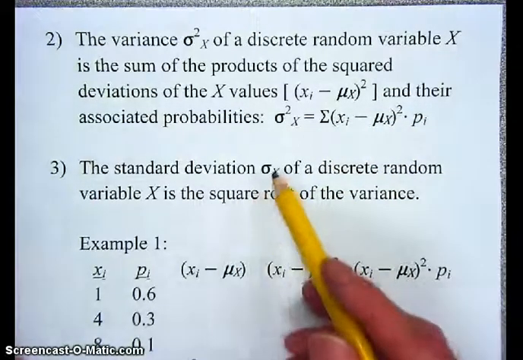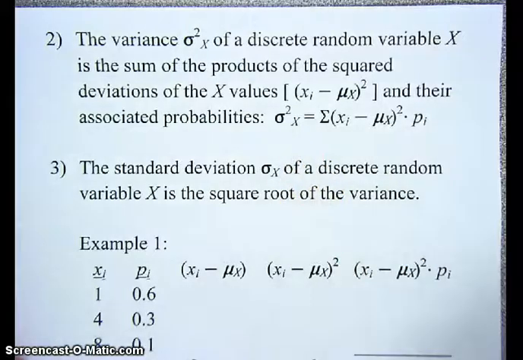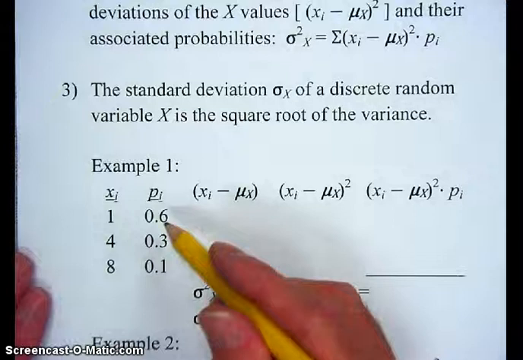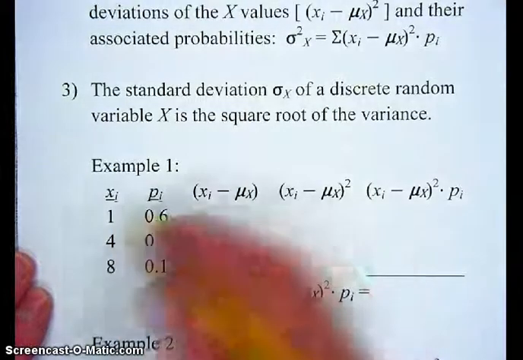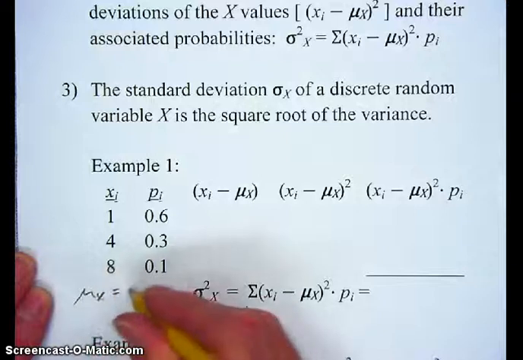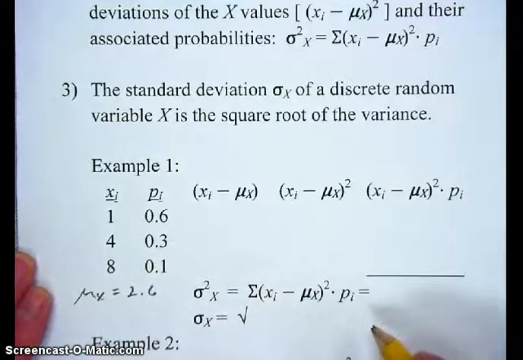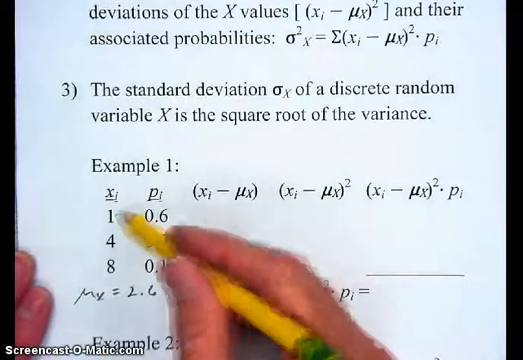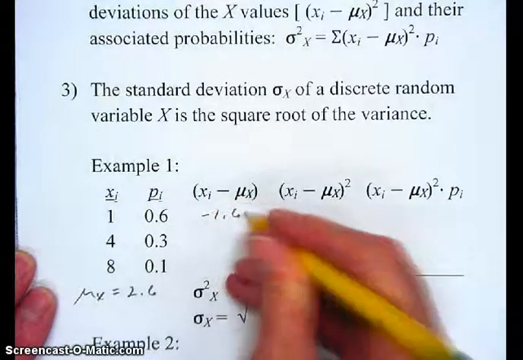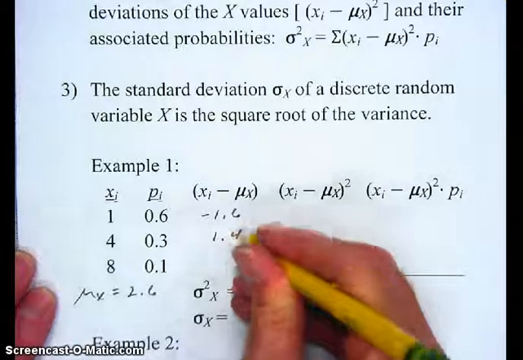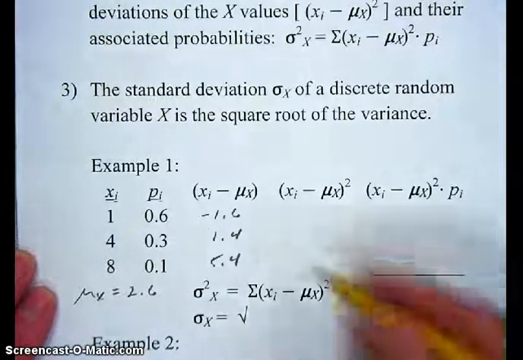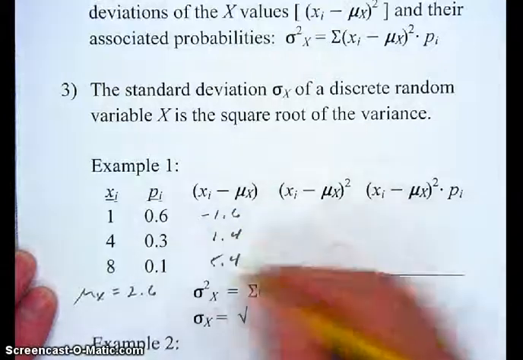So it's a sum of a whole bunch of products like that. To get the standard deviation, once you have the variance, you just take the square root, and that's not a big deal. Here's an example from before. When we calculated the mean of this random variable x right here, we got that the mean was 2.6. So to find the variance, we're going to have to subtract 2.6 from each of these values. 1 minus 2.6 is negative 1.6. 4 minus 2.6 is 1.4. 8 minus 2.6 is 5.4.